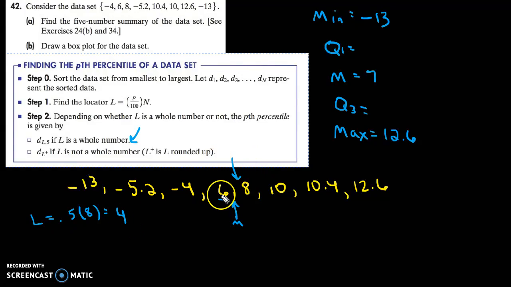So if I get a whole number, I go a little bit up. If I land in between 2, then I take the next bigger number. So you're always doing a little bit of rounding up, and you can kind of see in this case why that happens, because this is the middle. So if I take the 4th number, it's not the middle. 4.5, halfway in between 4 and 5, is the middle.